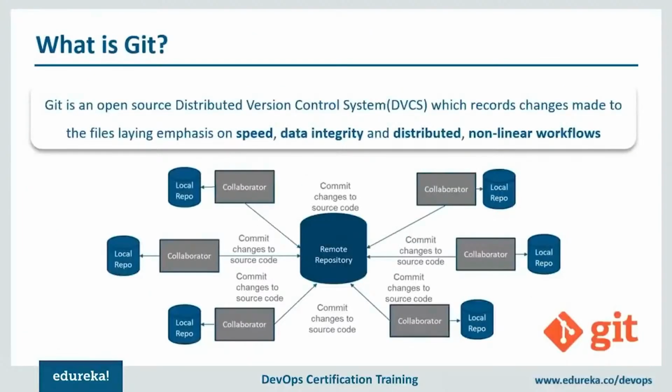Well, Git is an open source distributed version control system which records changes made to the files, laying emphasis on speed, data integrity, distributed and non-linear workflows. So Git is the tool that you require to perform all these operations, and don't worry, I'll be telling you all about how to perform this operation using Git later in this tutorial. For now, just think of Git as the tool that you actually need to do all kinds of version control.